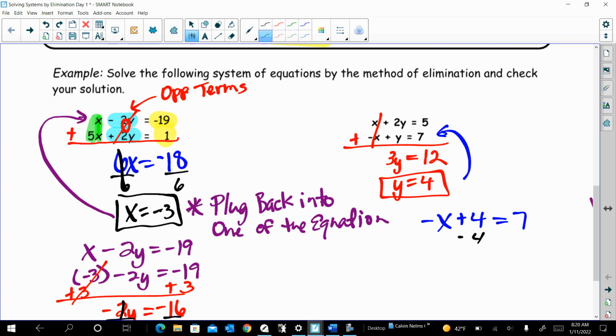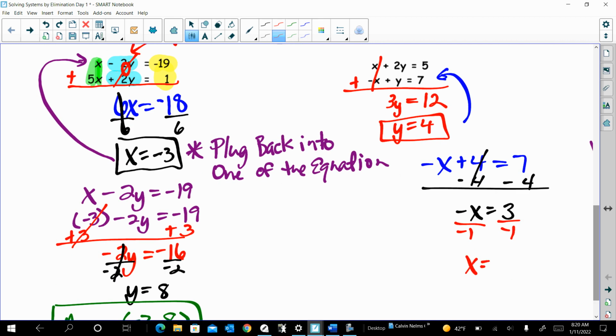Okay, minus 4, right? Minus 4, right? So we get negative x equals 3. So what is x? It's negative 3, because you're going to have to divide this by a negative 1. So x equals negative 3. So our answer is negative 3, 4.